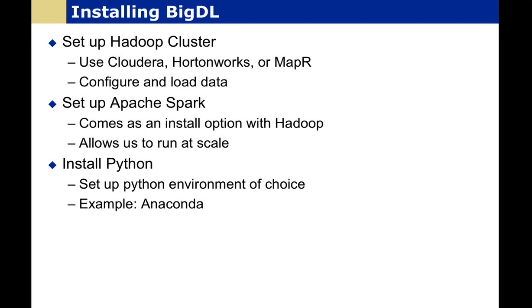Then, we need to ensure that we're running Apache Spark. Most of the Hadoop versions also include optional support to install Apache Spark as part of their install. We also need to have a Python distribution available. Many developers prefer Anaconda for this. We can also use the system Python. Finally, we need to set up and install BigDL itself.